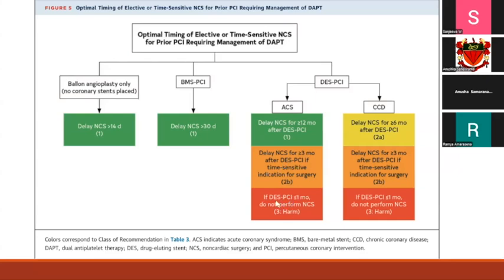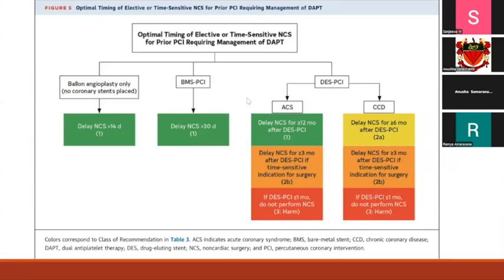And their recommendation, if it is a drug-eluting stent in place following acute coronary syndrome, if it is less than 1 month, do not perform non-cardiac surgery during that period, because if you stop the dual antiplatelets, there is a very high risk of stent thrombosis and major cardiovascular events. If the stent is placed because of chronic cardiac disease, not an acute condition, then non-cardiac surgery should be delayed for more than 6 months. Again, time-sensitive surgeries like cancer surgeries, 3 months, and again it is advisable not to do non-cardiac surgeries because of the harm if it is less than 1 month duration.